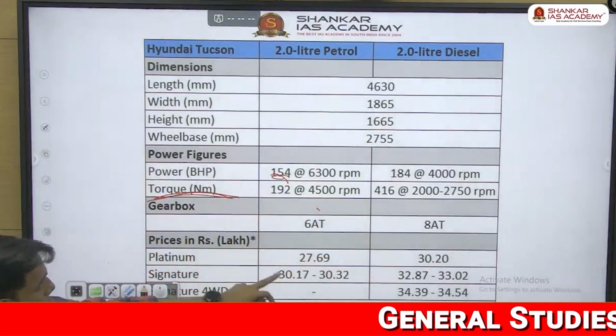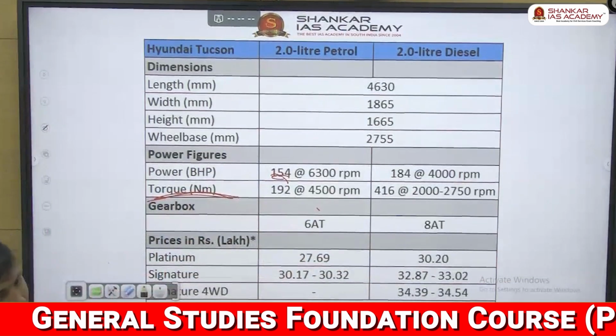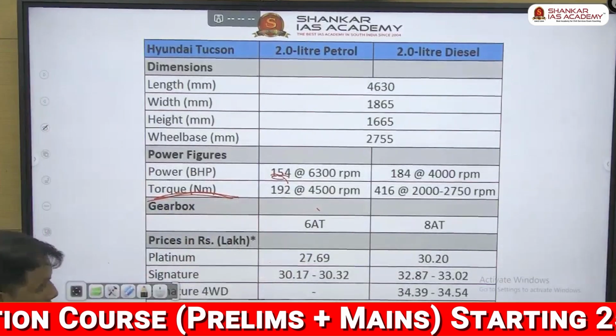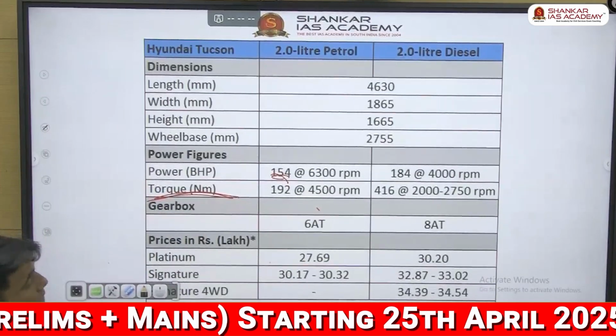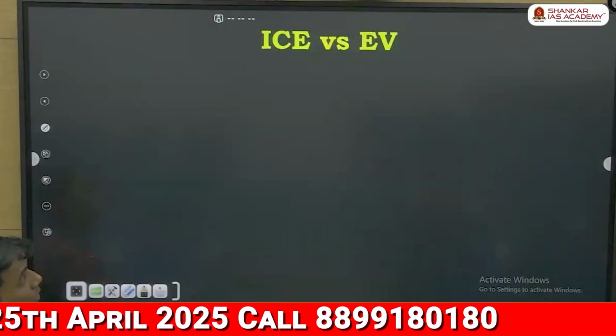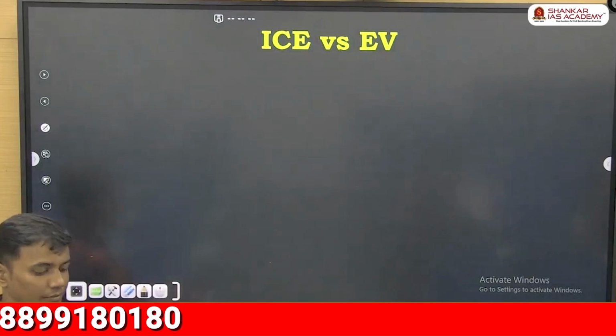And look at the cost. Petrol starts from 27 and diesel goes up to 34. Is it clear? Yes. Now we can close the tabular column. Make one more tabular column where we are going to compare these two: internal combustion engines and electric vehicles.